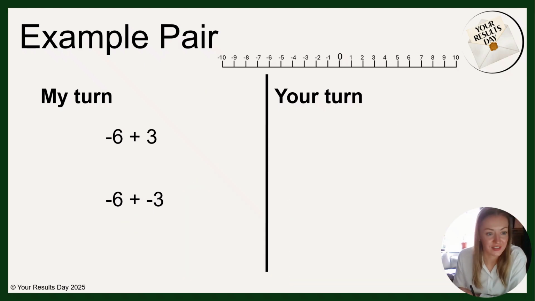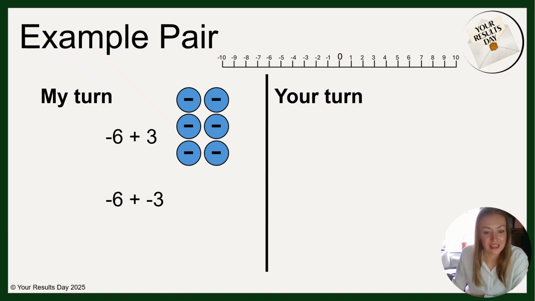In this next set of examples, we have still got a negative add a positive, but the negative value is larger. What I mean by that is we've got more negative than we have positive. We've got -6, but only +3. Let's have a look what happens with this question.